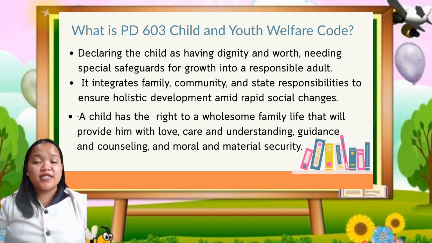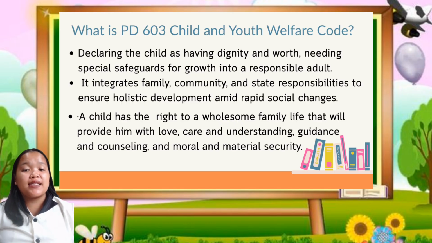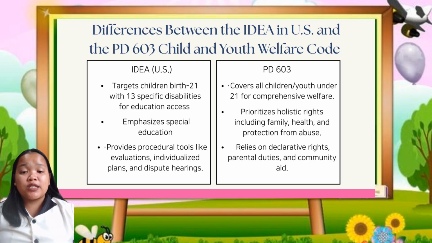Let's move on to the differences and the similarities between IDEA and PD number 603. IDEA focuses exclusively on ensuring free appropriate public education for US children with disabilities through the individualized education program, while PD number 603, the Child and Youth Welfare Code, covers all the aspects of child and youth welfare in the Philippines.